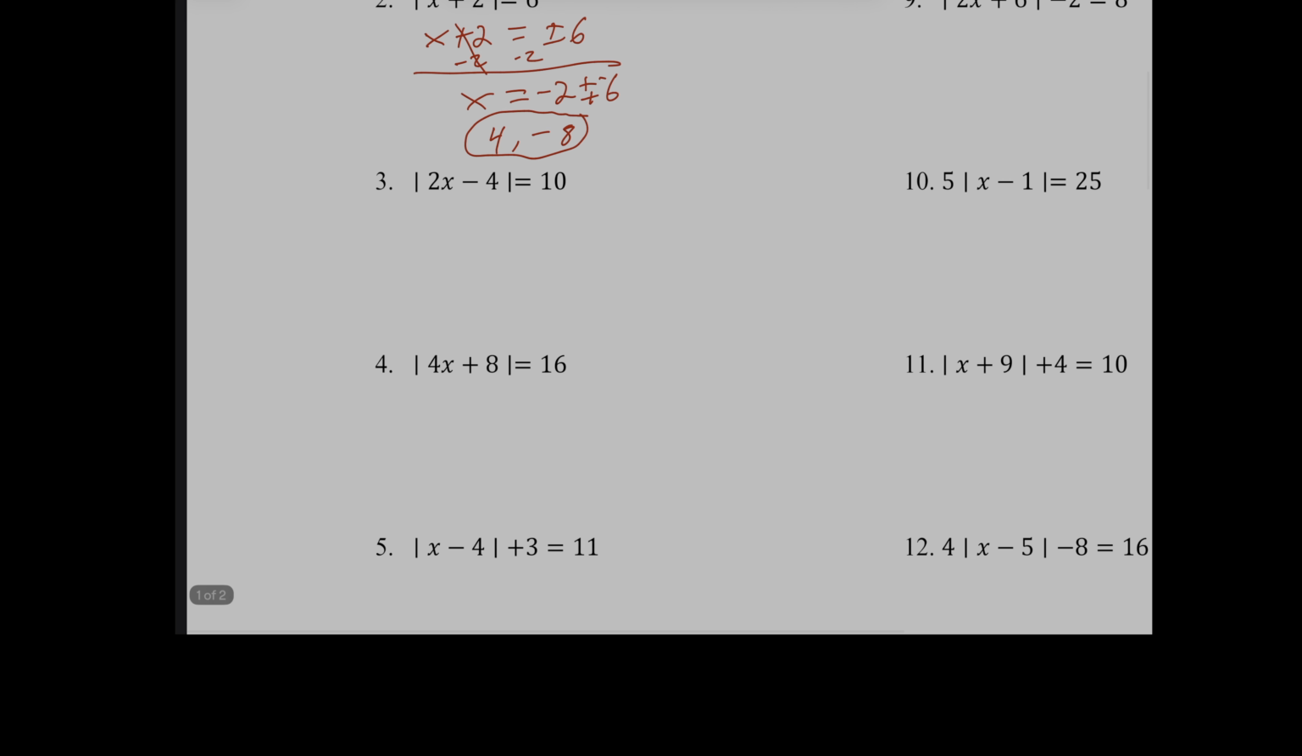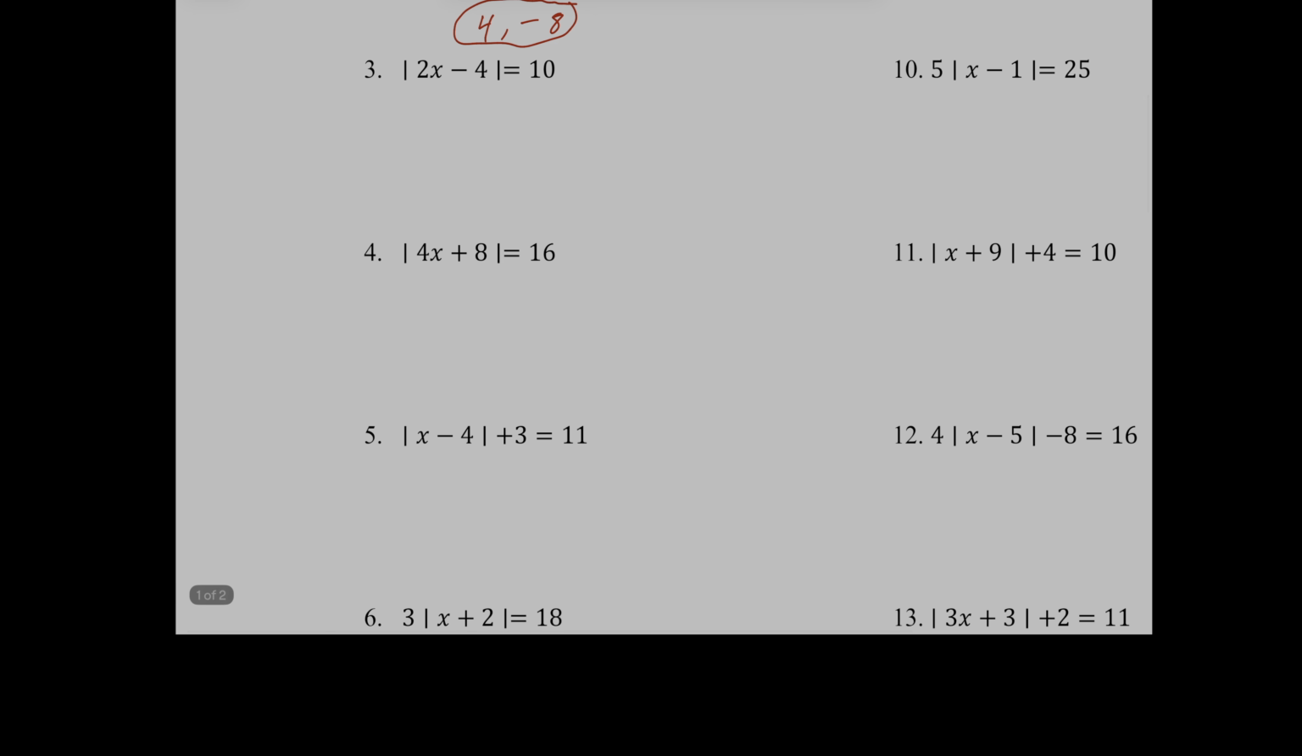Now, if I see that there's some math to do inside the absolute value, I'll usually write it twice. I think it's going to be a little bit easier that way. And so just write it like normal. 2x minus 4 equals 10. But then for the second one, you want 2x minus 4 to equal the negative 10. So that's how we take it out of the absolute value. We go plus and minus to whatever's on the right.